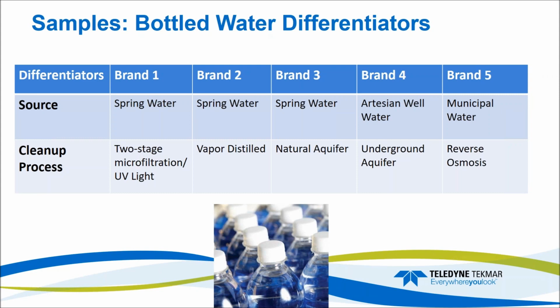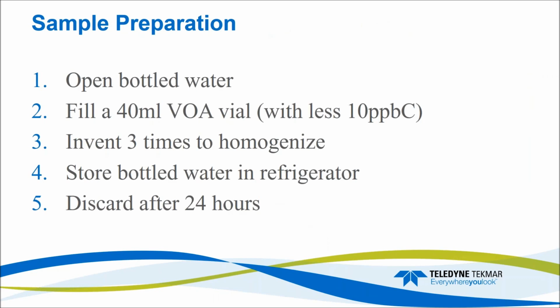Okay, hopefully you have in your head which one you think will be the dirtiest and which one will be the cleanest. Okay, sample preparation. There really wasn't any sample preparation involved. I just opened the bottled water and filled a 40 mL VOA vial. I did want to note that we used vials that were specified at less than 10 parts per billion of carbon. Again, I'm trying to do really low level analysis, so if I can eliminate as much background carbon as I can, I do. So I used the cleaner vials.